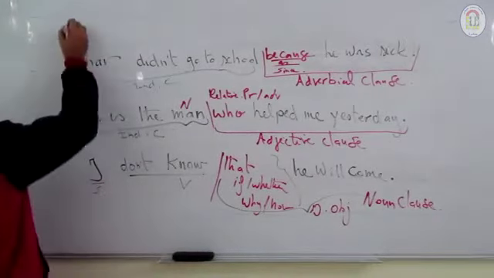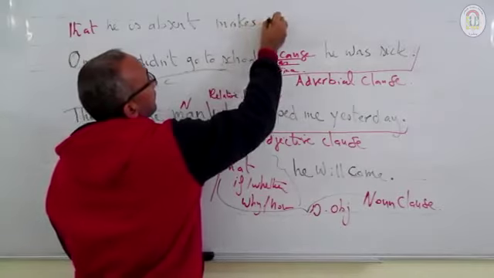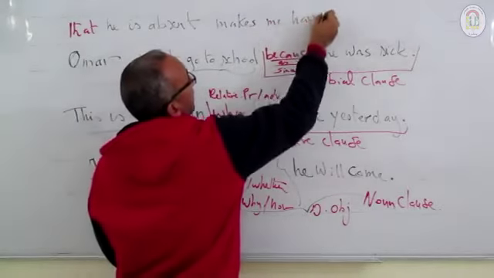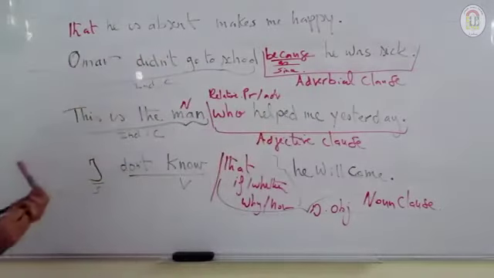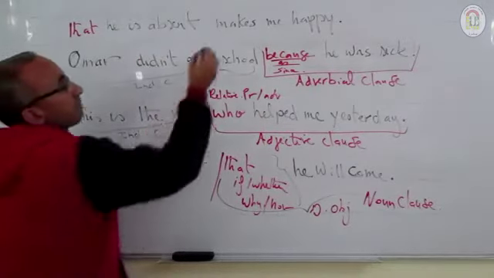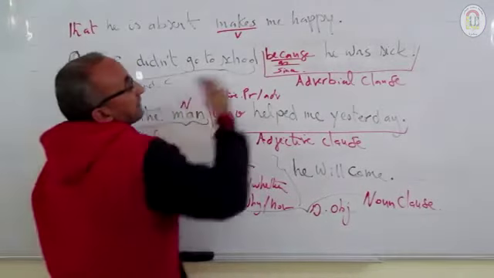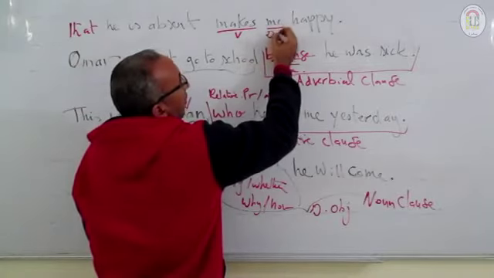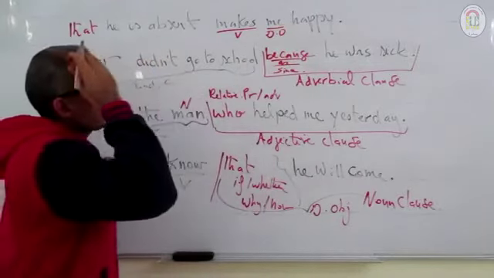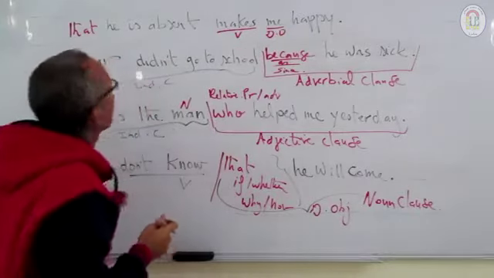That he is absent. Now the teacher is absent makes me happy. Now, I have the verb makes. Makes what? Or makes whom? Makes me. So whom? Me is my direct object as a person. Happy is my adjective. Now this verb needs what?